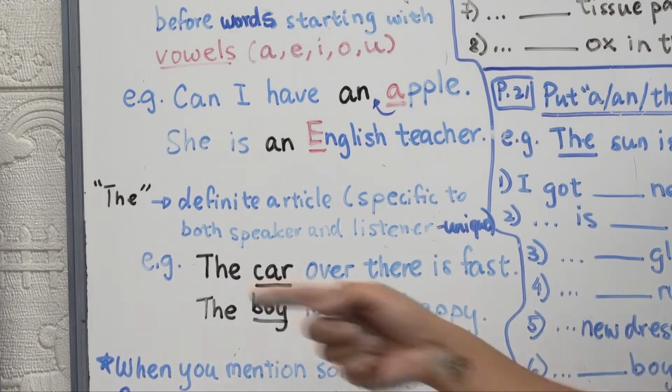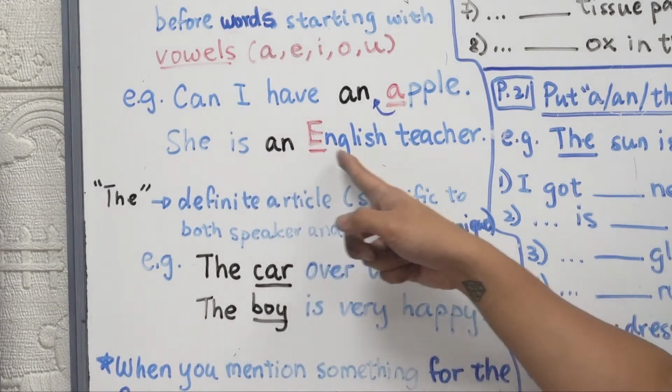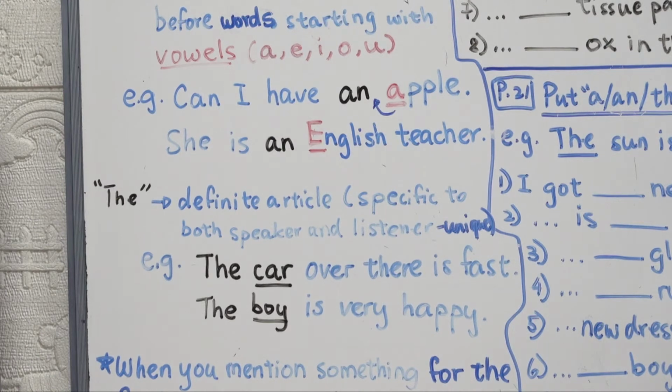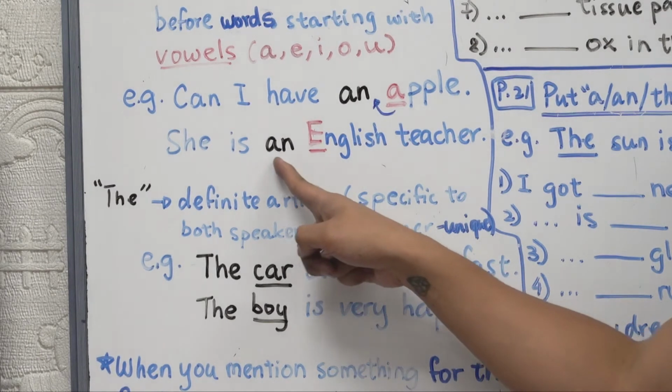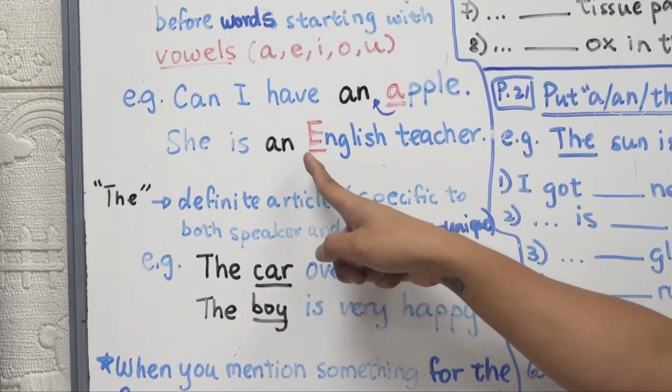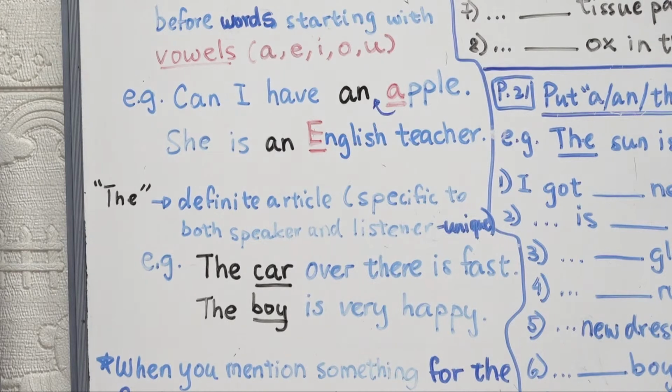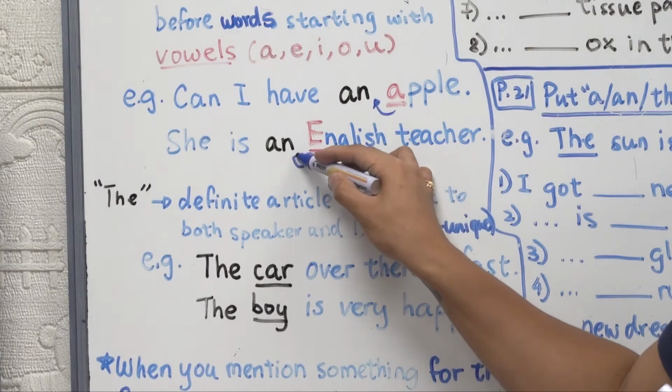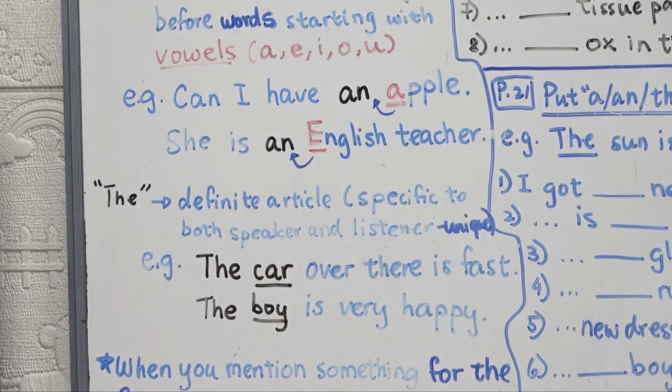Now here we have, she is an English teacher. We use the indefinite article an because the word begins with a vowel. Here we have the letter E, and the letter E is a vowel. So we use an instead of a. We cannot say she is a English teacher. We have to say she is an English teacher. Now, why do we use an and not the English teacher? Why?